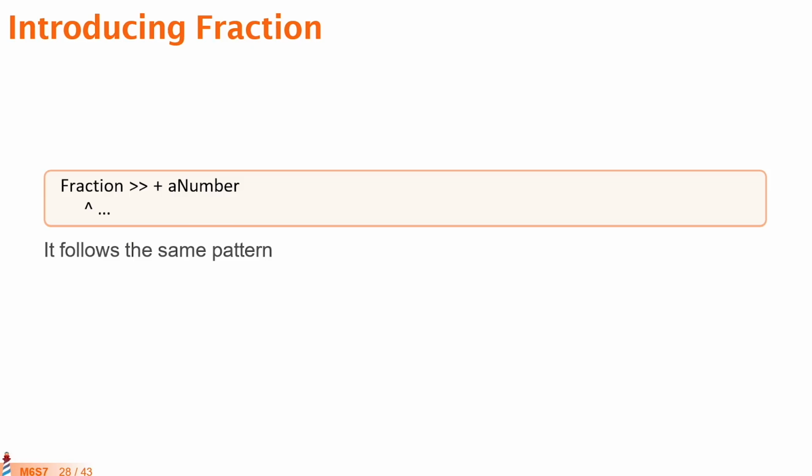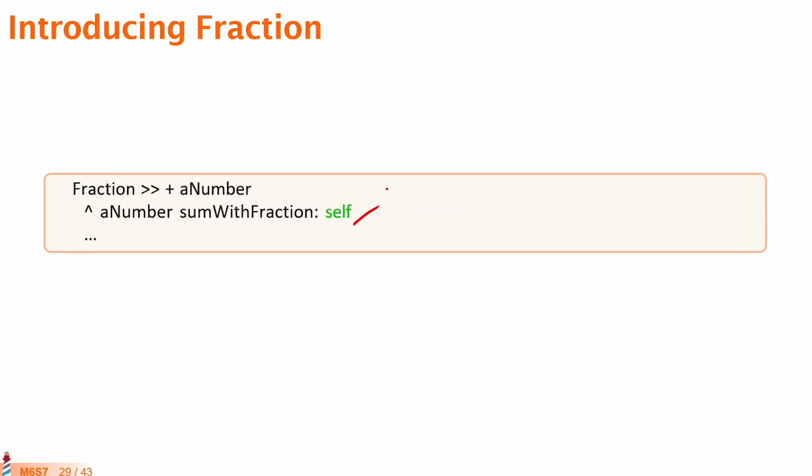First things first, we have a fraction class, and then we define a plus method on this fraction class. You see, it follows the same pattern. So what should we do? Take a moment. You will see, we should basically add something like sum with fraction. This is what we did for the previous one. Let's check. Oh, yes, this is correct.